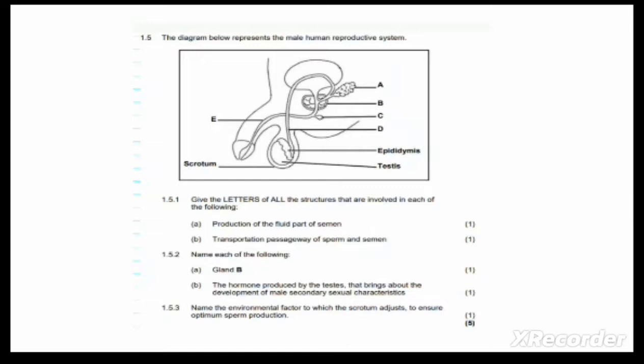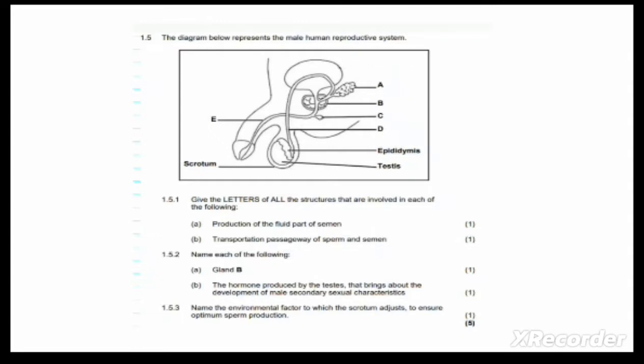So now we have another question. We have transportation, passageway of sperm and semen, and that is part D and part E, because they are the two tubes that we have that transport the sperm and the semen. Name each of the following. Gland B, that is prostate gland.